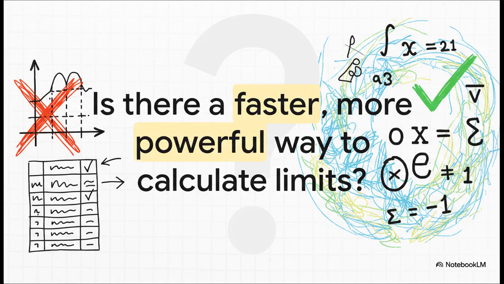Right? I mean, eyeballing a graph can get you close, but it's not exact. And filling out tables, it's just tedious. There has to be a better way. And the answer is a huge, resounding yes. We're about to take a giant leap from just estimating to having algebraic certainty. It's going to make finding limits way faster and honestly a lot more satisfying.